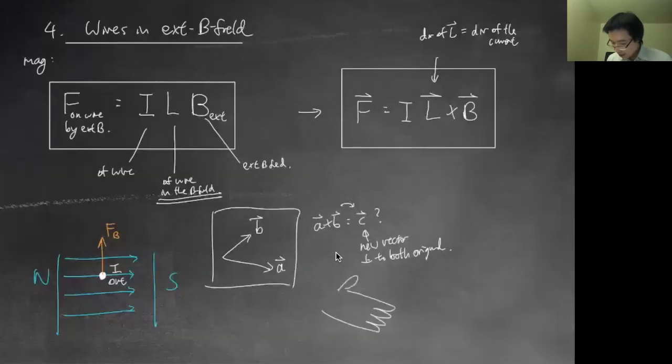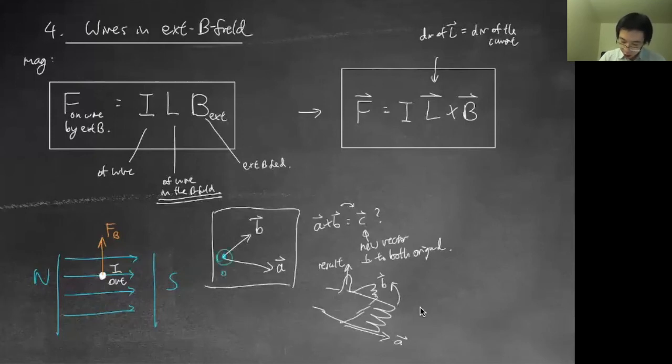Right. So put the base of your hand along A. Try to do that on your screen, and wrap your fingers in the direction towards B. So wrap your fingers this way. Okay. And your thumb, if you point that up at 90 degrees, will tell you the result. In this case, the result will be out of the page.